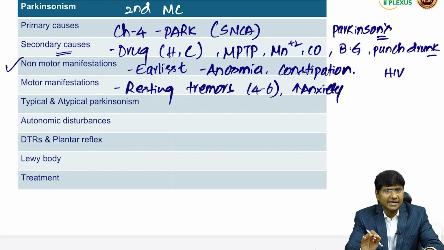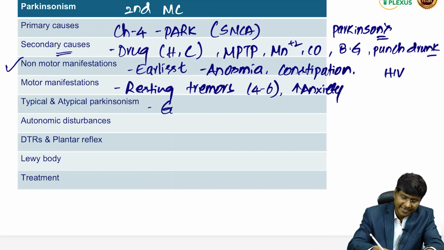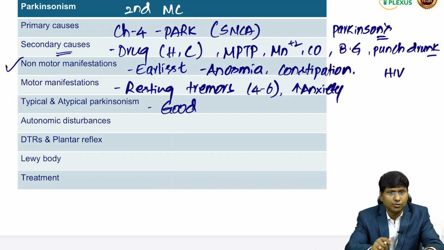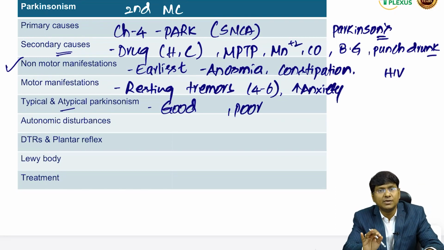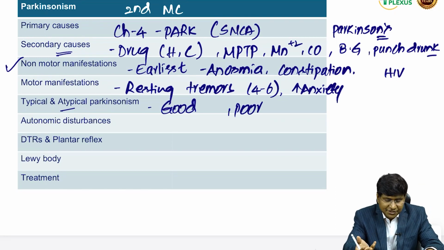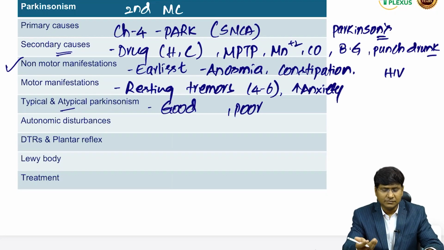Next, typical and atypical Parkinsonism. The typical Parkinsonism is where there will be a good response to levodopa. Then the atypical Parkinsonism is where there is poor response to levodopa. And what are the other features apart from the tremors?